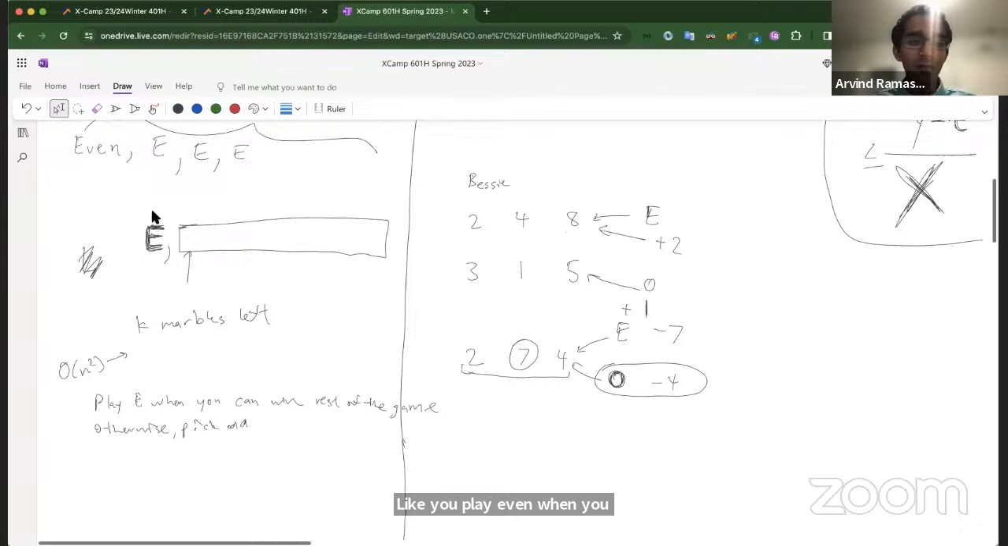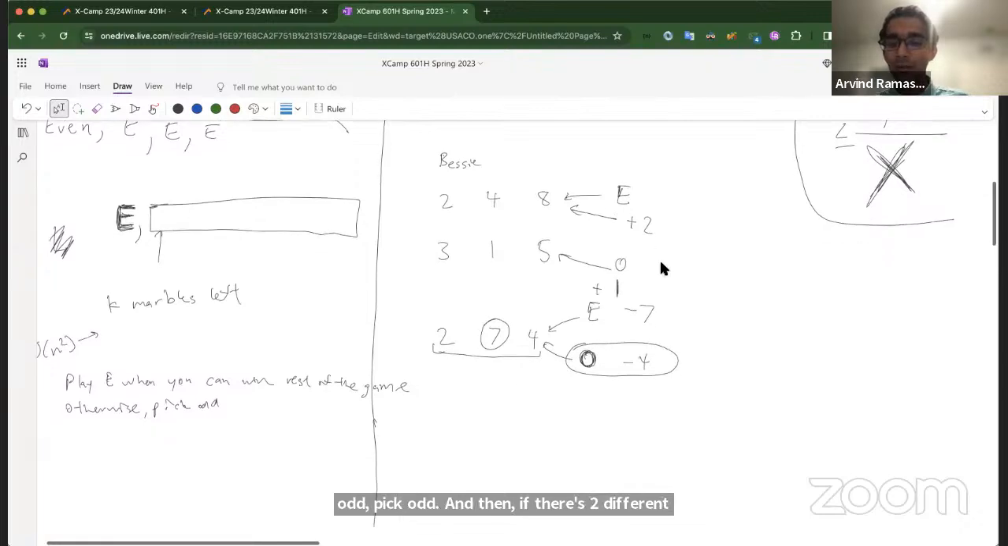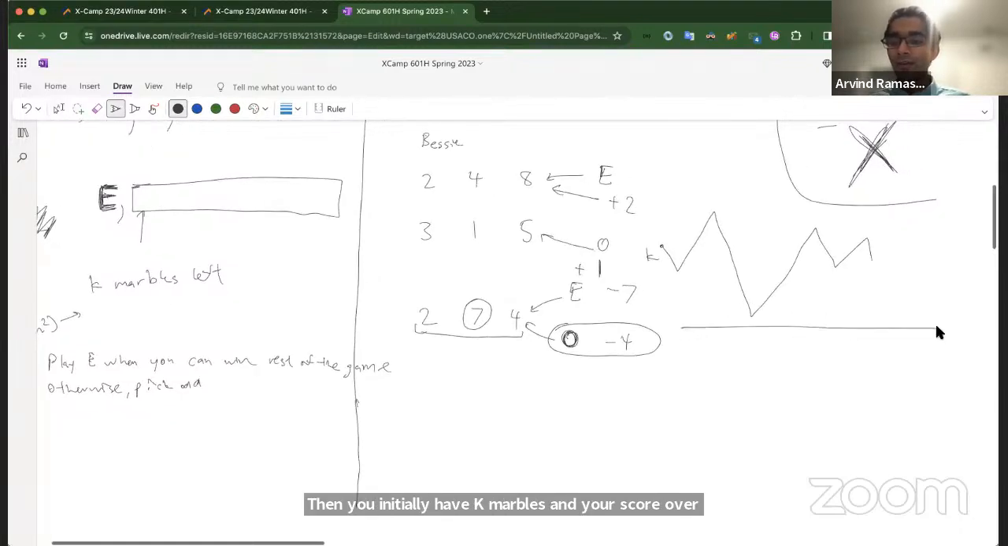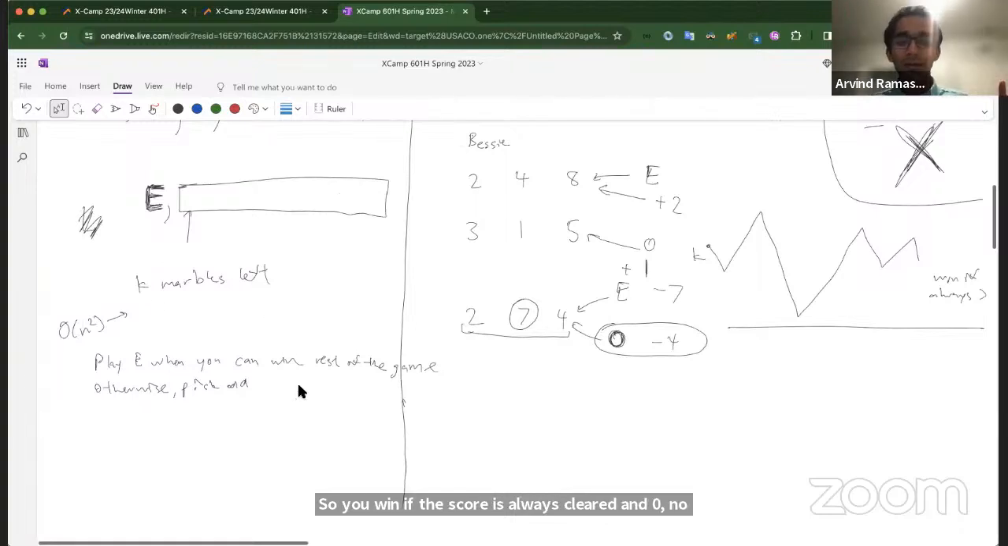And you check whether you can win the rest of the game. So you have K marbles left, then you play the game optimally. If everything's even, pick even, and if everything's odd, pick odd. And if there are 2 different parities, then just pick the one that minimizes your losses. Then you initially have K marbles, and your score over time might fluctuate something like this. You win if the score is always greater than 0, no matter what Bessie does. But this is too slow.